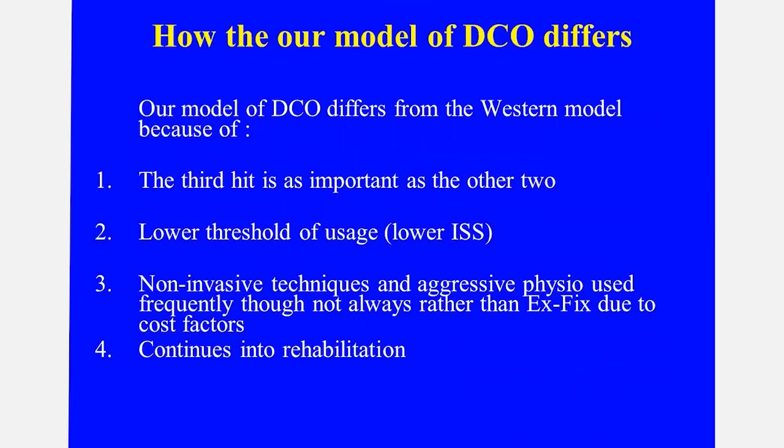So our model of DCO differs quite significantly from the West, and this is the model I'm trying to tell you about. In this model, we have 3 hits instead of 2, and the third hit is as important as the other 2. The next thing is that we use DCO for a lower threshold of injury, so for a lower ISS. The third thing is we use a lot of invasive and non-invasive techniques and aggressive physio. We use X-fixes, but not exclusively, and our treatment also continues into rehabilitation.